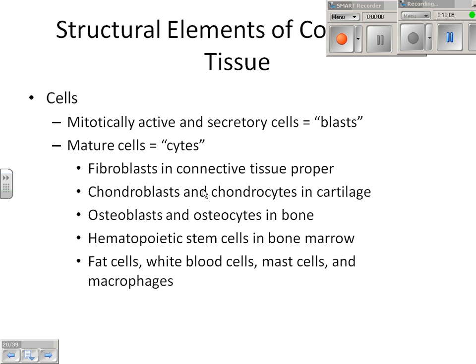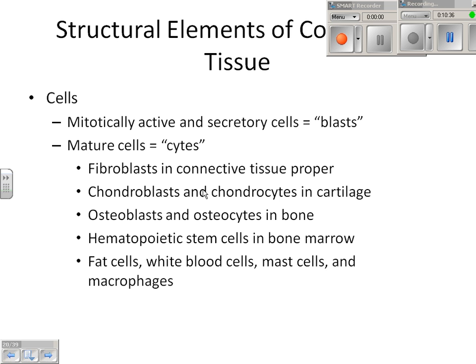When you see cyte, like an osteocyte, it's typically a mature cell, meaning it's sort of there doing its thing. It's where it's supposed to be. An osteocyte is going to be a cell that's in the secreted bone, and we'll see those when we look at osteons a little bit later when we move on to the skeleton. So a cyte is a mature cell, and a blast is an active secretory cell. And remember, those cells can be named depending on where we find them.